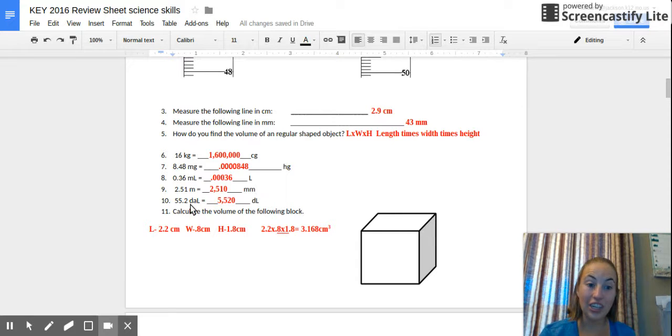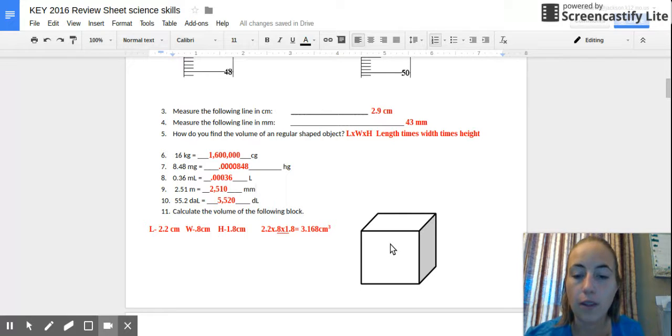55.2 decaliters to deciliters. DA is deca, that big D. Big D to little d, that's 2 jumps. We're right behind the second 5. 1, 2 jumps. Okay.